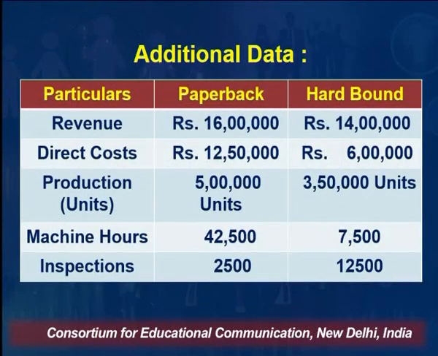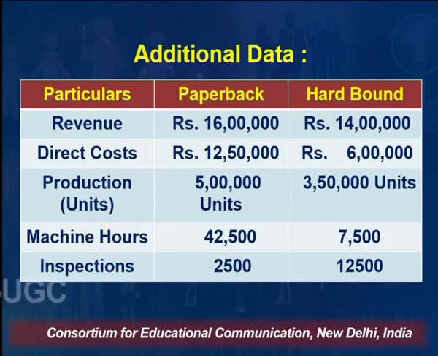And then they are offering you some additional data like this, that revenue from paperback comes to be rupees 16 lakh and from hardbound it is rupees 14 lakh. Direct cost was rupees 12 lakh 50,000 for paperback and the same was rupees 6 lakh for hardbound. Production units, number of books which were published under paperback were 5 lakh and under hardbound 3 lakh 50,000 units, and machine hours were 42,500 for paperback and for hardbound it was 7,500. Number of inspections, if we talk about, for paperback it was 2,500 and for hardbound it was 12,500.